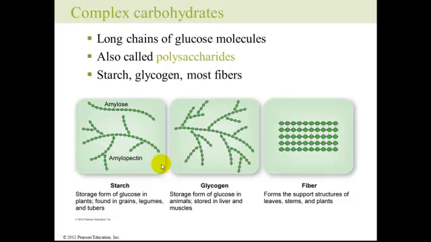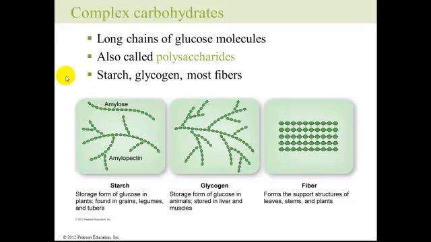Complex carbohydrates, therefore, are more complex molecules. Here we see long chains of glucose molecules. The way they are organized is slightly different. These are also referred to as polysaccharides, with the prefix poly meaning multiple. The one that we will focus on is starch. Starch is the storage form of glucose that you would find in grains, legumes, tubers, and any of the plant products. There are different forms of starch.